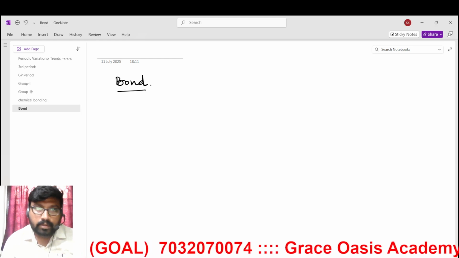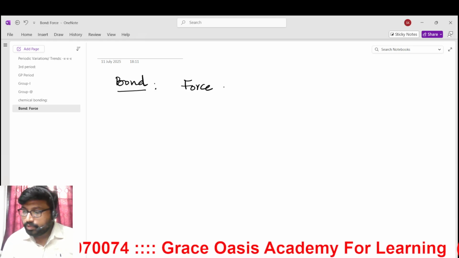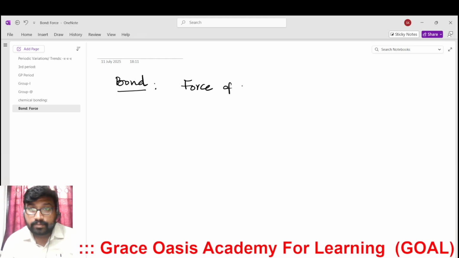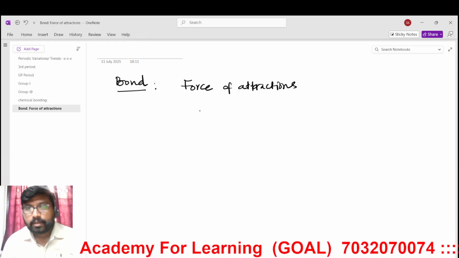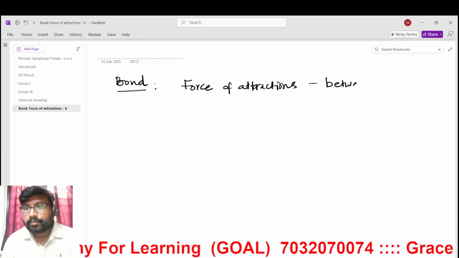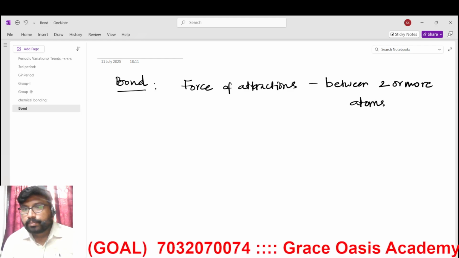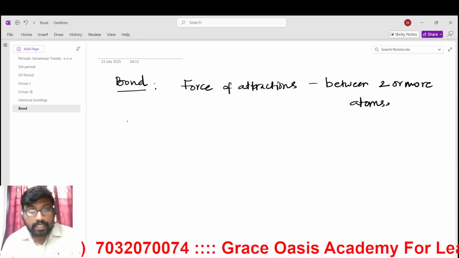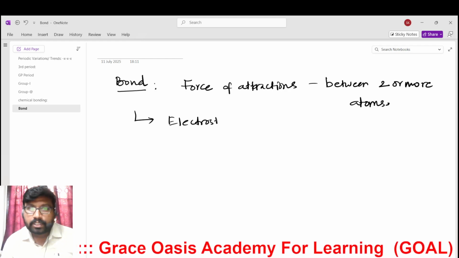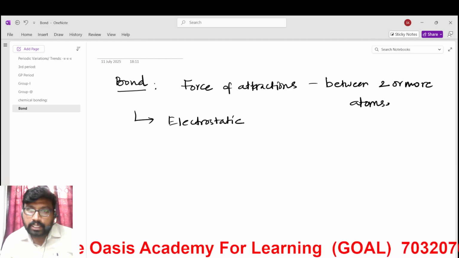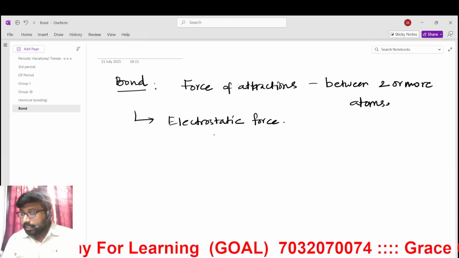So, what is a bond? Bond is a force of attraction between two or more atoms. That is the chemical bond. So what kind of force is acting here? Electrostatic force, because those are all electrons only. So electrostatic force develops between them and makes them form a bond.